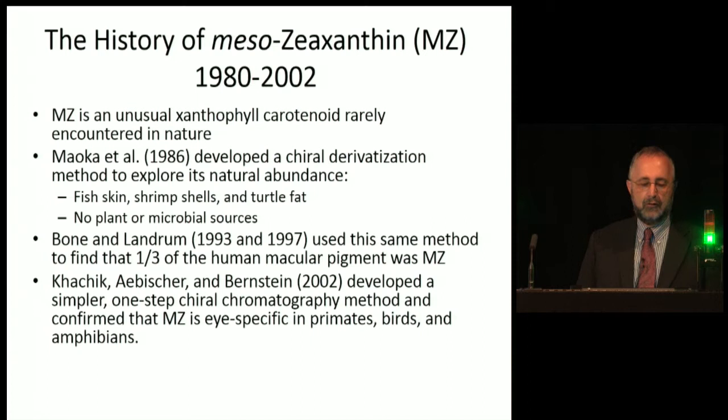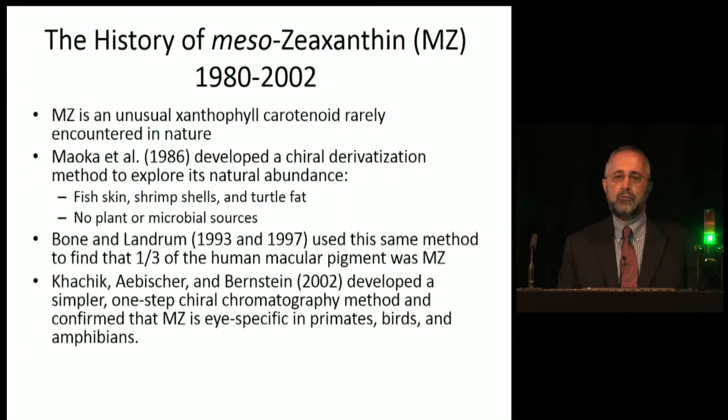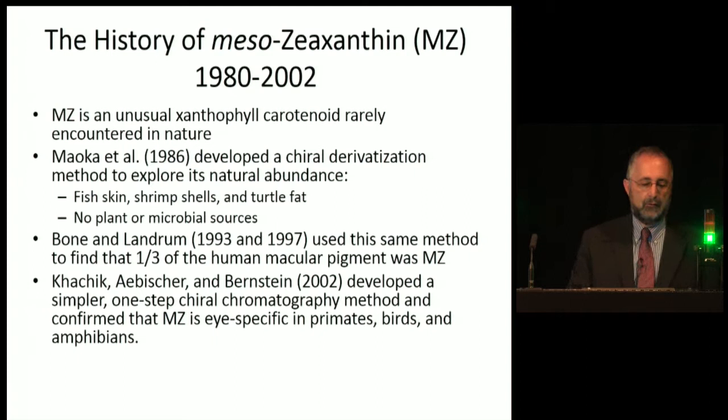But this type of analysis was very difficult, and thanks to the help of people at Roche, now DSM, Claude Ebischer had just developed a new single-pass method, without derivatization, of measuring meso-zeaxanthin, separating it from zeaxanthin and from lutein. Using this method, Claude, Fred Khachik, and I confirmed that meso-zeaxanthin is essentially, with some very minor exceptions, eye-specific in primates, birds, and amphibians.